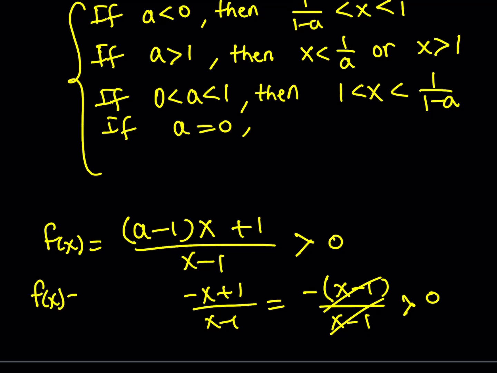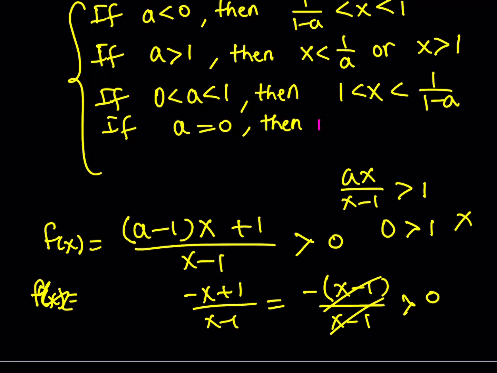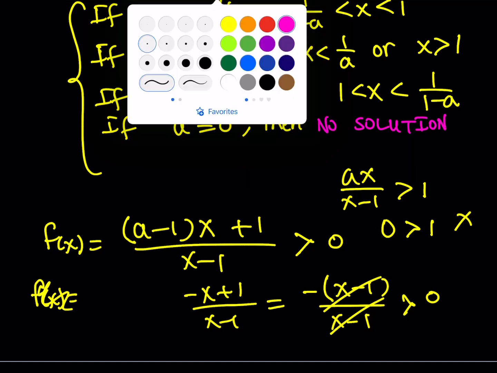But if you look at the original problem, forget about f of x and just check the original. Remember, our original inequality was this one. And if you check it on the original one, you'll see better. If a is equal to 0, then you'll get something like 0 is greater than 1. Again, something that is false. So this means that if a is equal to 0, then we have no solution. Okay? Let's go ahead and emphasize that. We have no solution if a is equal to 0.